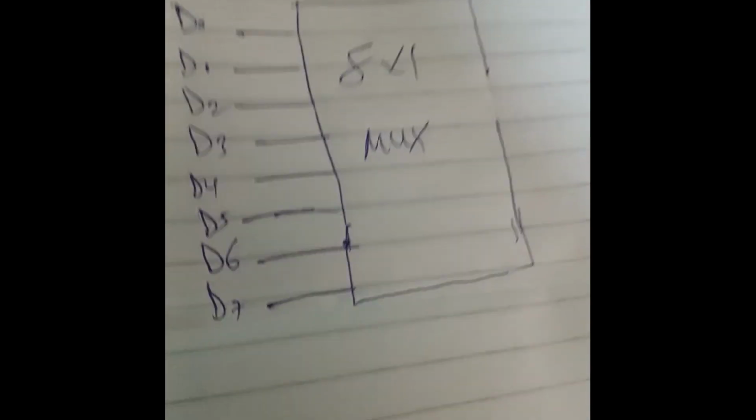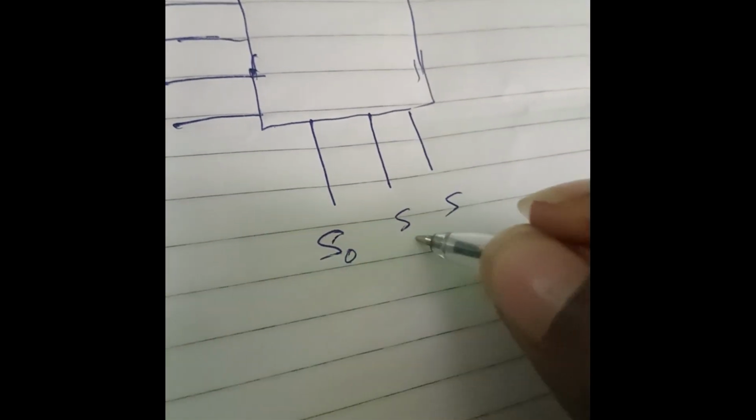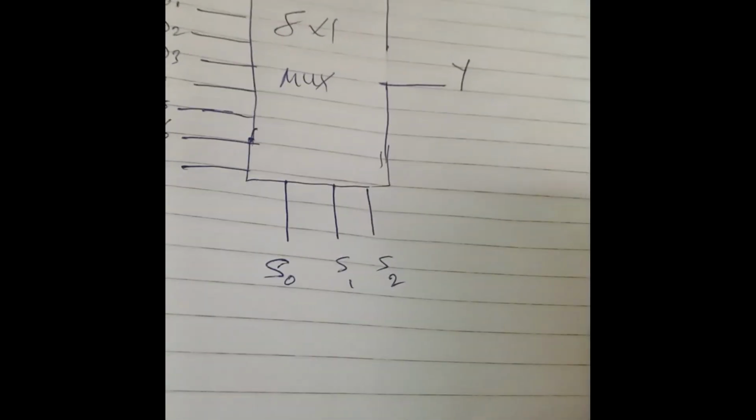Now in this case, this is actually an 8 by 1 multiplexer. I have an output that I call Y. And my select lines here are 3, based on what we got. So I have X0, X1, and X2. So this is what I'm going to use to build my 8 by 1 multiplexer.